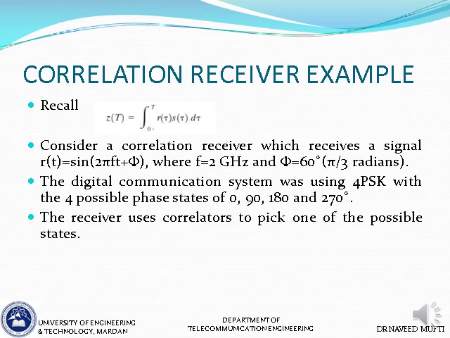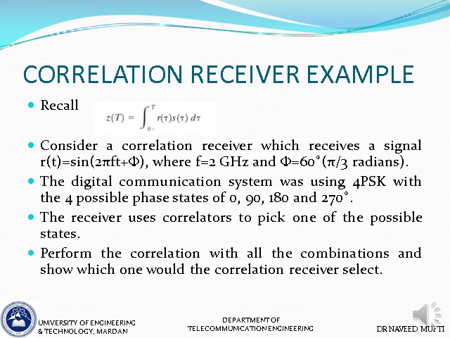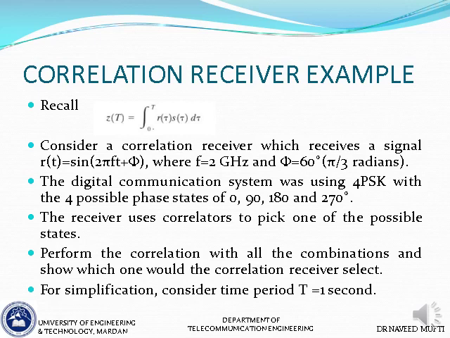So the receiver uses correlators to pick one of the possible states. Obviously that's what it will do. What you need to do is to perform the correlation with all the combinations and show which one the correlation receiver would select. That is your task, and that is all the information that has been given to you. For simplification, you have been told that the time period capital T is 1 second. That means the lower limit in the integral is 0 while the upper limit is 1, so that you can calculate a definite integral and end up with a numerical value.